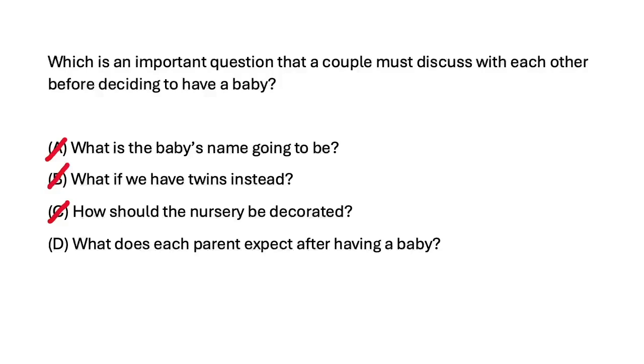Option C, how should the nursery be decorated, is also not the best option. Although it is a fun question, this is simply a logistical question, and it's not really about preparing to have a child or readiness, so we would not choose this one. The crucial conversation is what does each parent expect after having a baby, which means option D is our best choice. Aligning roles and responsibilities up front prevents conflicts from happening later on. Besides the fundamental question of if a couple wants to have children or not, this is the next most important question of what each parent expects the other to do when they have a child.